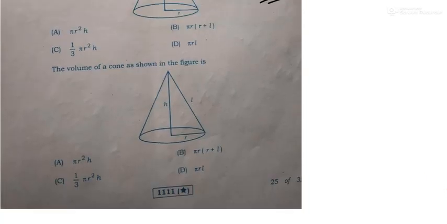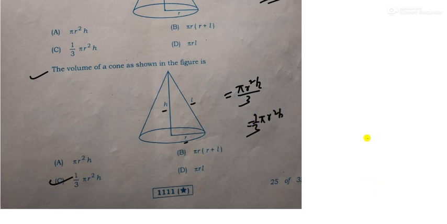Next is 37. Question number 37. The volume of the cone as shown in the figure is, this is H, R, and this is L. So what is the volume of a cone? It is pi r square H divided by 3, right? So pi r square H divided by 3. If you write like this or if you write like this, both of them are same. So option number C is correct. Okay, volume is pi r square H by 3.